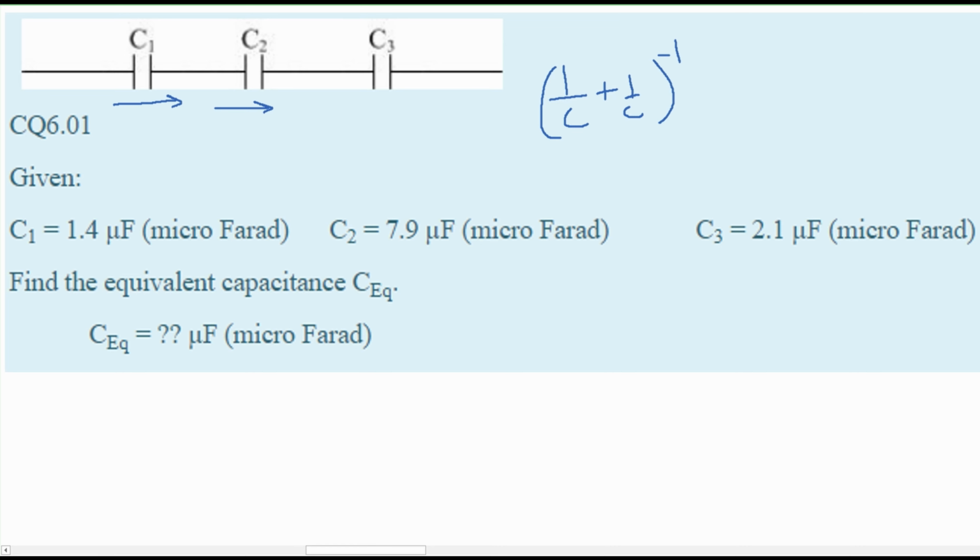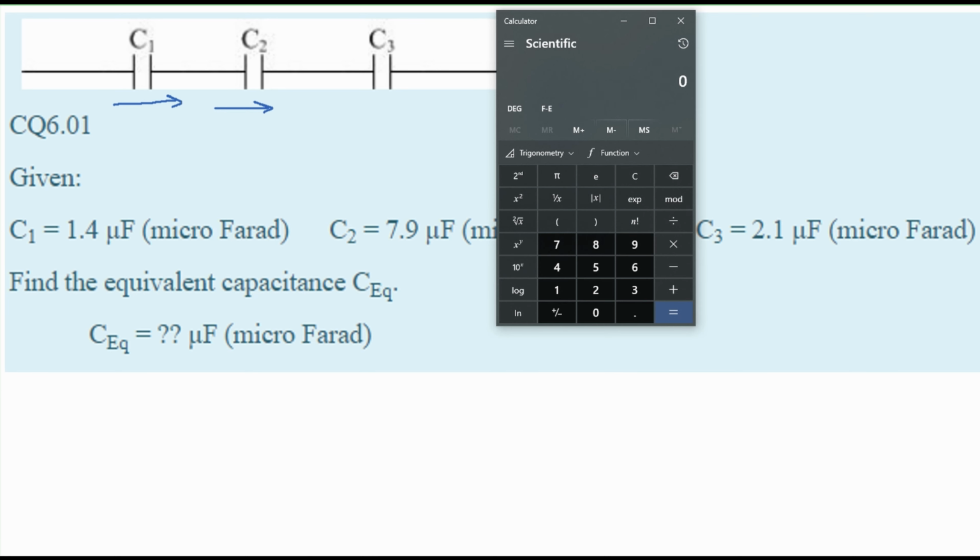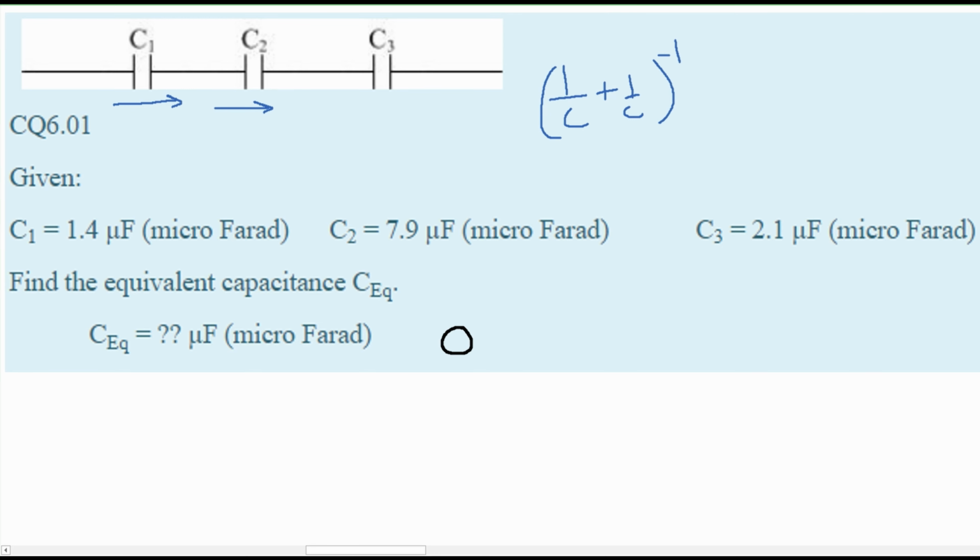in parallel formula. So if we were to plug these all into a calculator, we would need our first parenthesis, 1 divided by our first capacitor, plus 1 divided by 7.9, plus 1 divided by 2.1. These are all of our capacitors, and this is just being raised to the negative first power. If we do this, we are going to get 0.76. And this is in microfarads, and this is the answer to our problem.